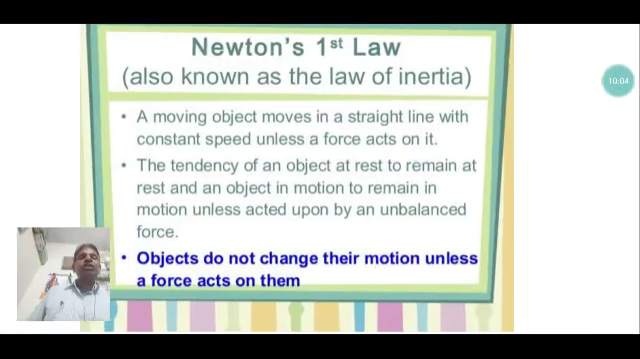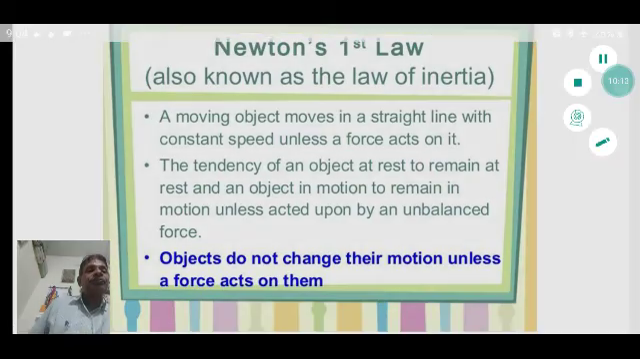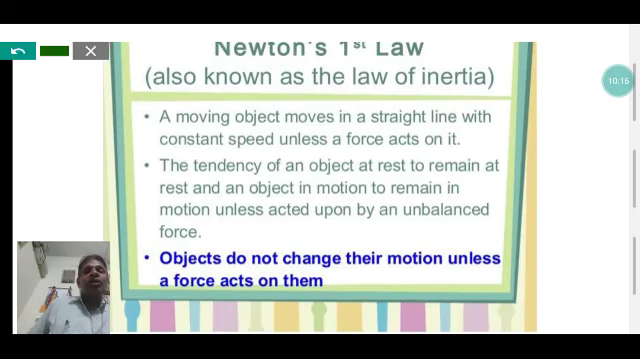Now, again we discuss the first law of motion, also known as the law of inertia. A moving object moves in a straight line with constant speed unless a force acts on it. That is the law of inertia. The tendency of an object at rest to remain at rest and an object in motion to remain in motion unless acted upon by an unbalanced force. That is the law of inertia, and this is given according to the first law of motion.